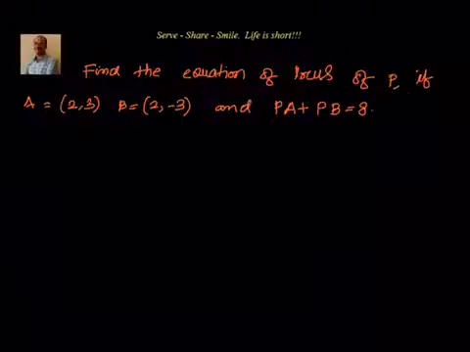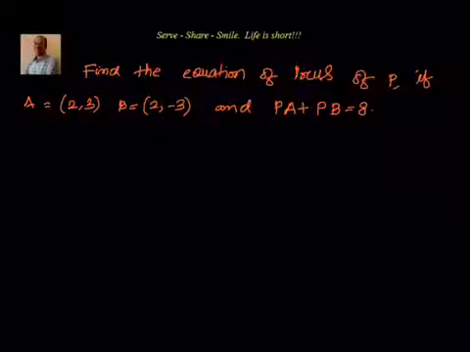Given to us are the coordinates of A and the coordinates of B, and we were told that the point for which we have to find the locus has its distance from A and its distance from B sum up to 8. By this definition itself, we understand that it's an ellipse. We'll try to find out how the equation of locus will be. It will be an ellipse. We'll try to find out what it is.